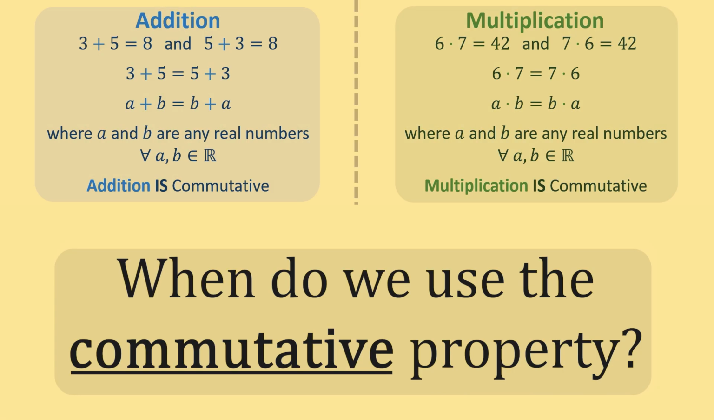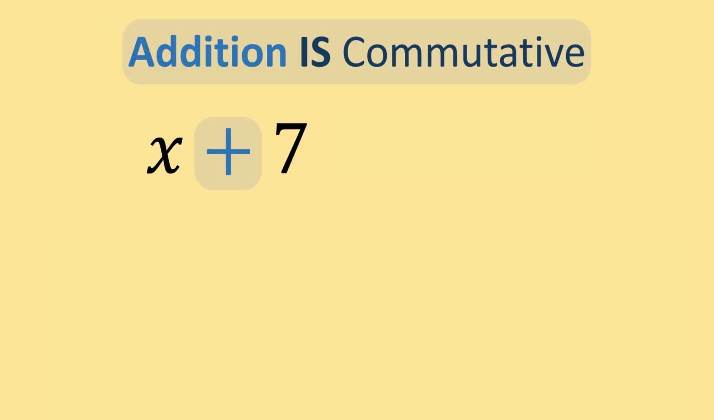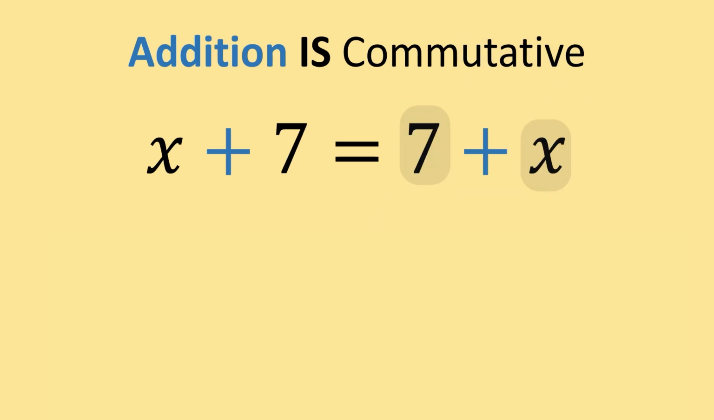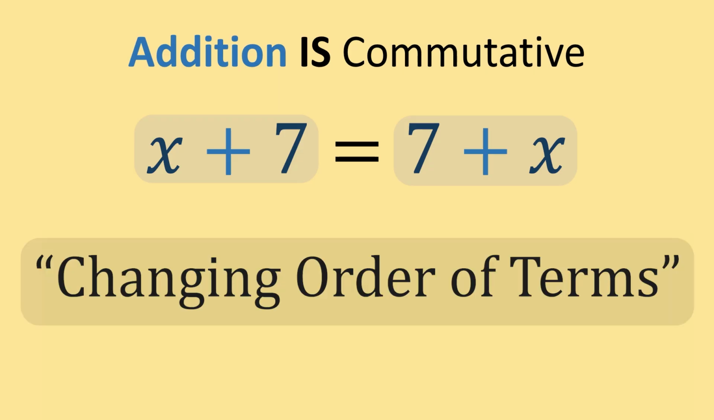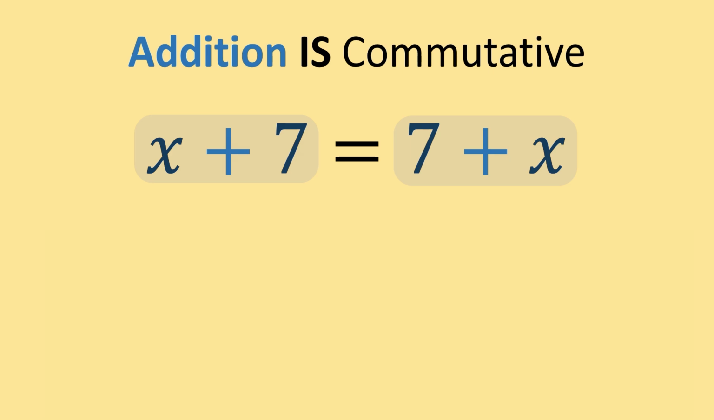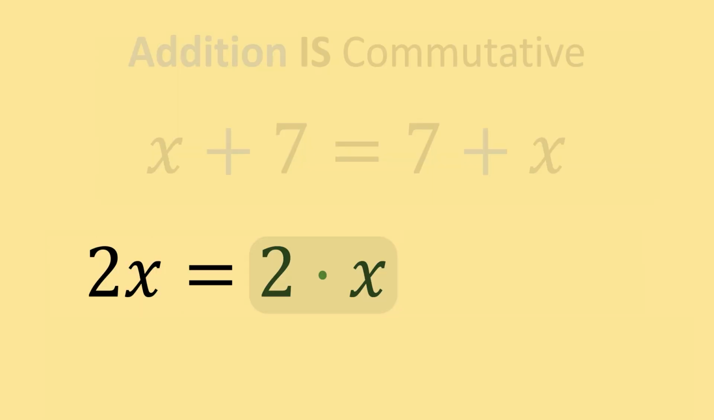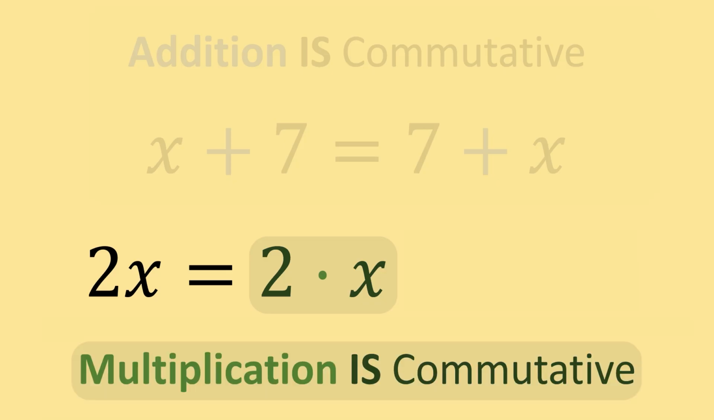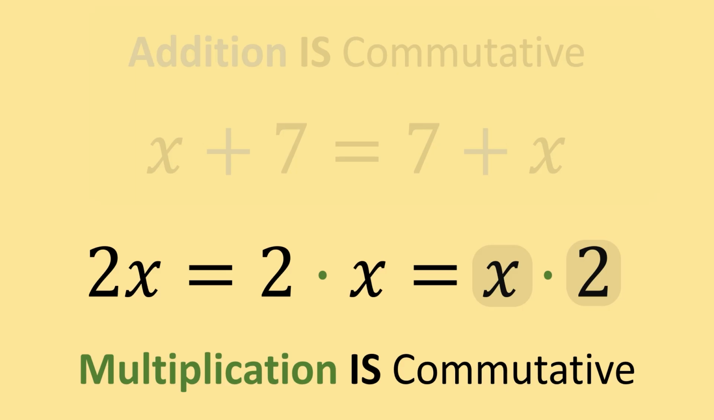Now let's talk about where we use this within algebra. Suppose you have the expression x plus 7. Because addition is commutative, we know that x plus 7 is equal to 7 plus x. Both expressions represent the same value. We are not changing the math, we are just rearranging it. The same thing happens with multiplication. If you see the expression 2x, which means 2 times x, by the commutative property of multiplication, this is the same as x times 2. We normally keep our constants in front of our variables, but these two things represent the same thing. 2x is equal to x times 2.